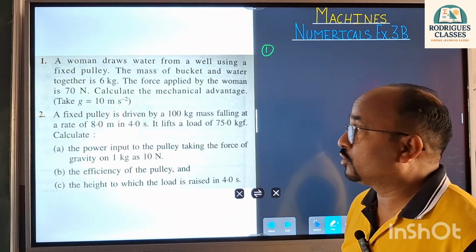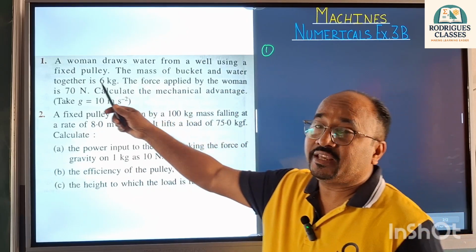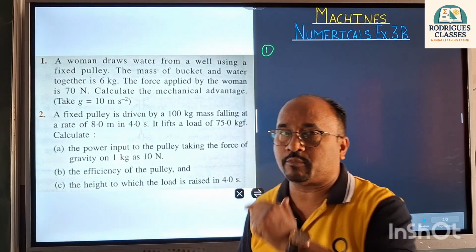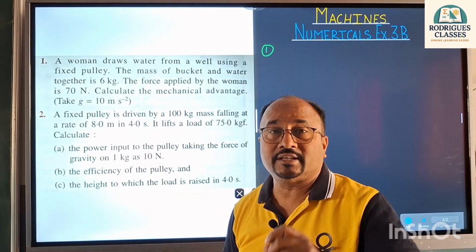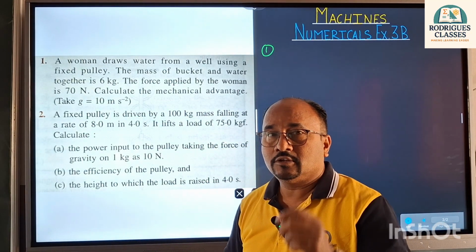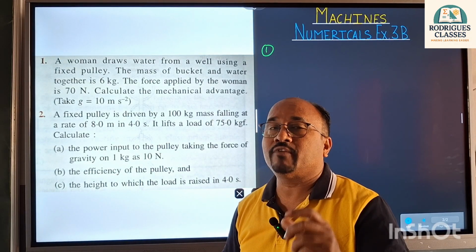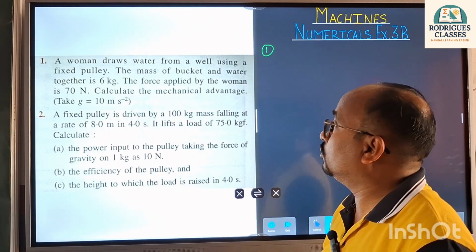Let us take a look at the first one. A woman draws water from a well using a fixed pulley. Always keep in mind, when you read the question, which type of pulley is told. The mass of the bucket and water together is 6 kg. So the weight will become the load here. We will find the weight by using M into G. That will be the load here.